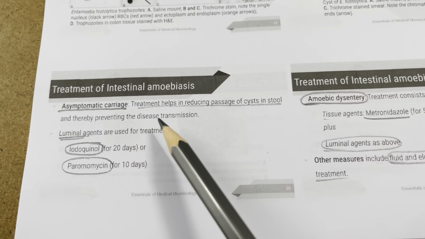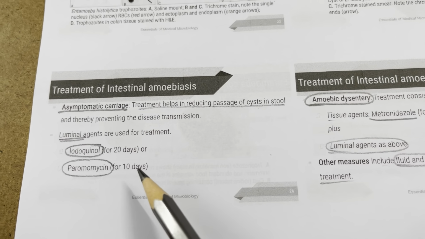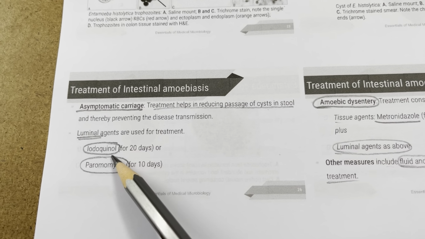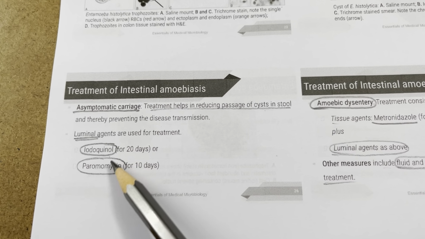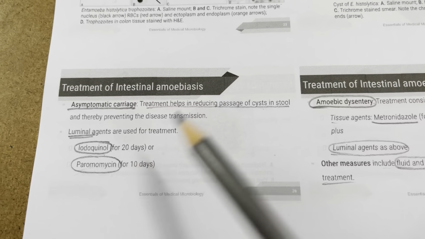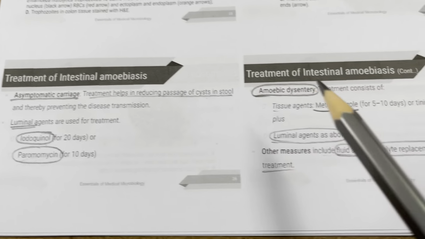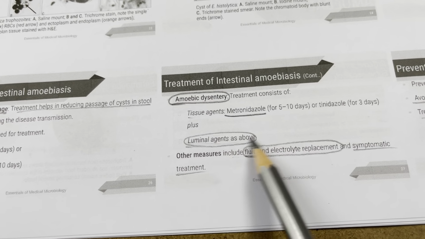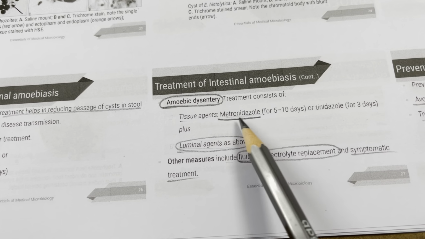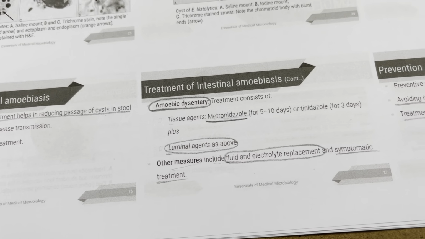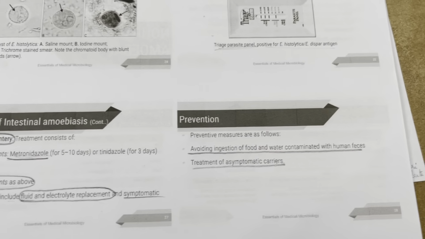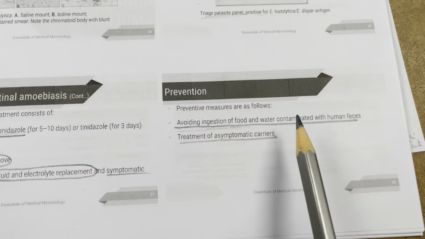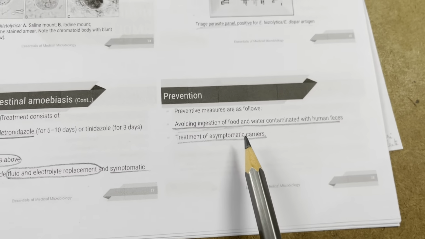So for asymptomatic carriage, treatment helps in reducing the passage of cysts in stool and thereby prevents the disease transmission. So luminal agents are used. So iodoquinol for 20 days or paromomycin. Remember paromomycin, purgative diarrhea, right? So paromomycin for 10 days. And again in intestinal amoebic dysentery, you use luminal agents like paromomycin and again use metronidazole. Other measures include fluid and electrolyte replacement and symptomatic treatment. Preventive measures include avoiding ingestion of food and water contaminated with feces and treatment of asymptomatic carriers.